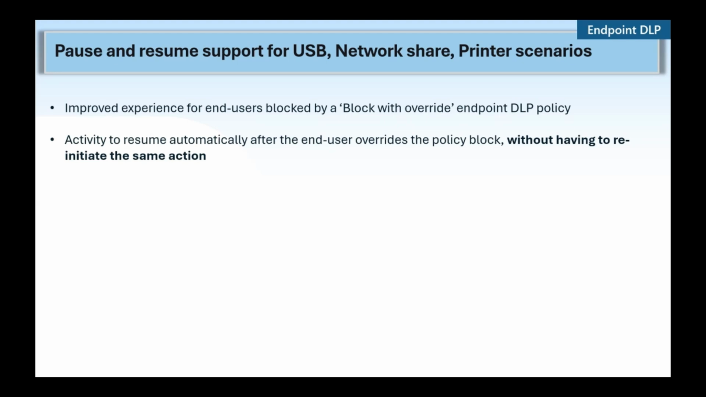Moving on, we have pause and resume support for USB, network share, and printer scenarios. How this is different is that currently, for end users blocked by a block with override policy, when they copy a file to USB or network share, or when they print, they have to repeat the action again after providing business justification and clicking allow to override the block. This is not the best user experience because the user has to reinitiate the same action for the intended result.